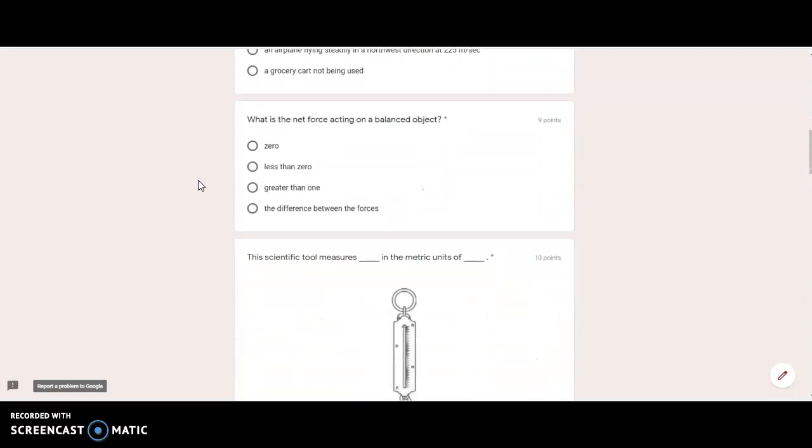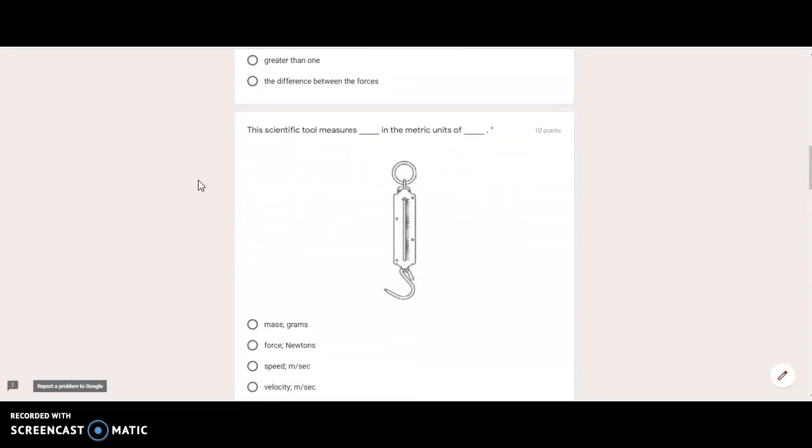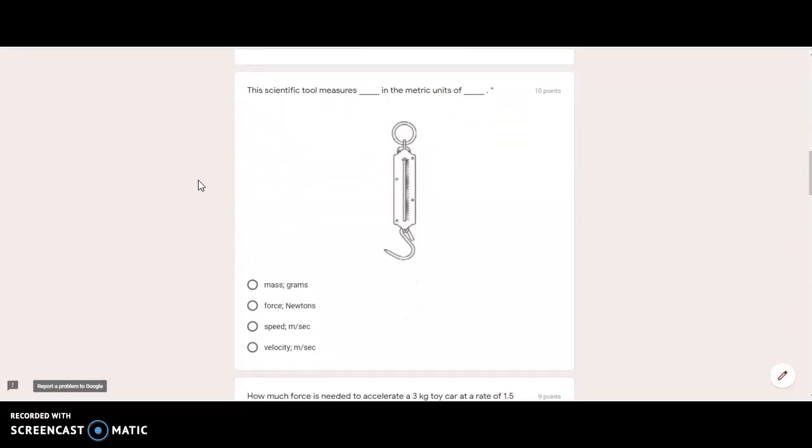Next question. What is the net force acting on a balanced object? Would it be 0, less than 0, greater than 0, or the difference between the forces? Next question. This scientific tool measures blank in the metric units of blank. Would it be mass in grams, force in newtons, speed in meters per second, or velocity in meters per second?